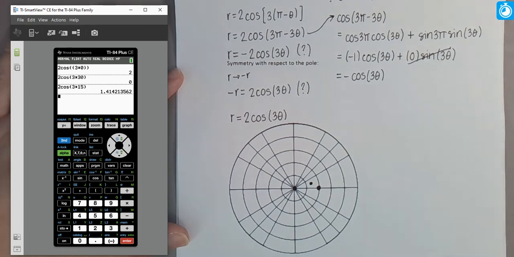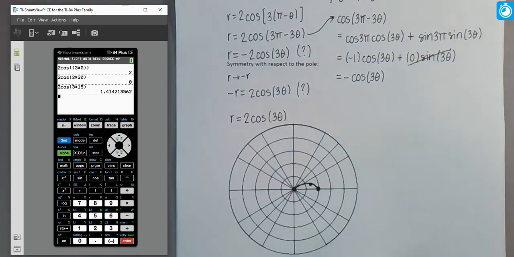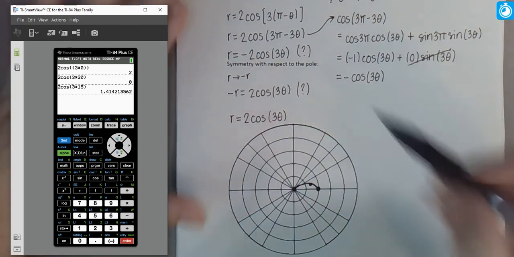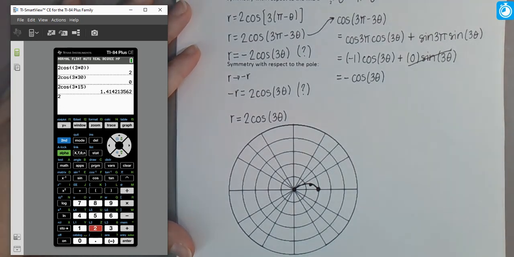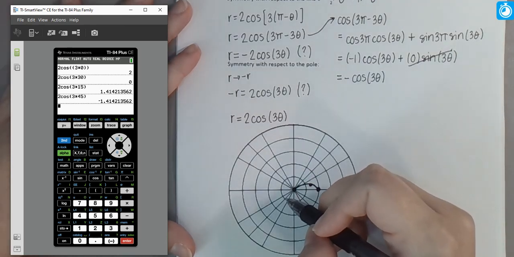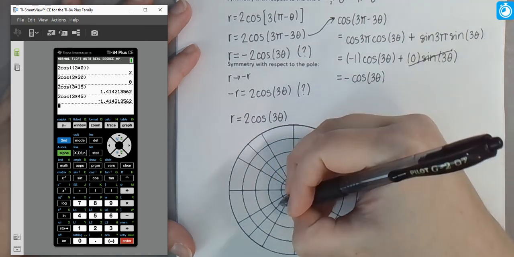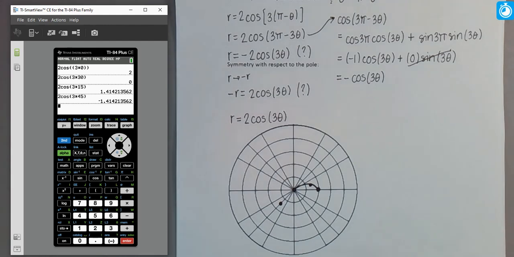So what's happened so far? We started here, and we've rotated around, filling in the blanks in the middle to give us a sense. Okay, so we made it to 30. Now let's look at 45. So 2 times the cosine of 3 times 45 degrees, negative 1.4. So at 45 degrees, we're at about negative 1.5, down here. I'm going to keep filling things in as we go. We're continuing to rotate, and we got to there.